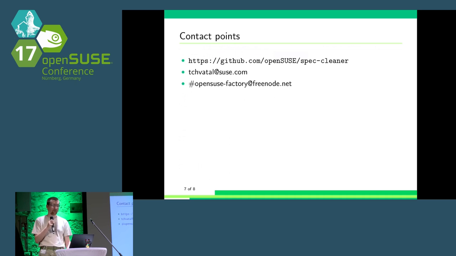Now, how do you find and report issues? Well, we have the GitHub page, which I opened in the other tab. Anybody can go there, report issues, and create pull requests. You can email me directly, or you can contact us on openSUSE Factory. We are basically hanging out there because that's where all the packages are.